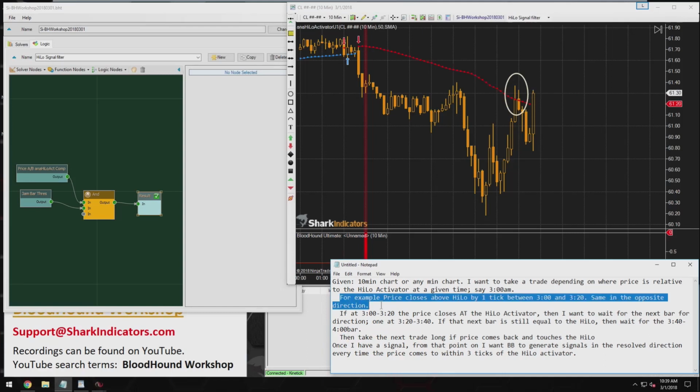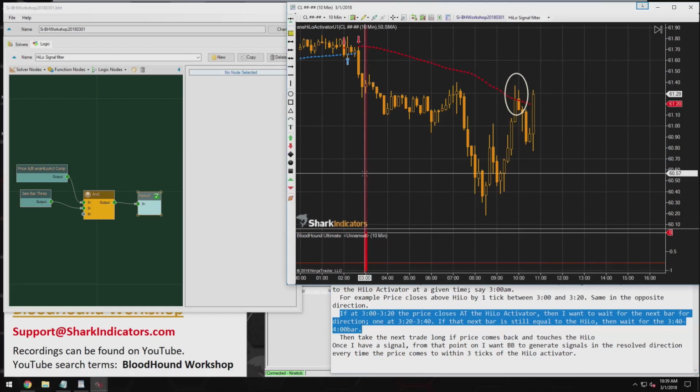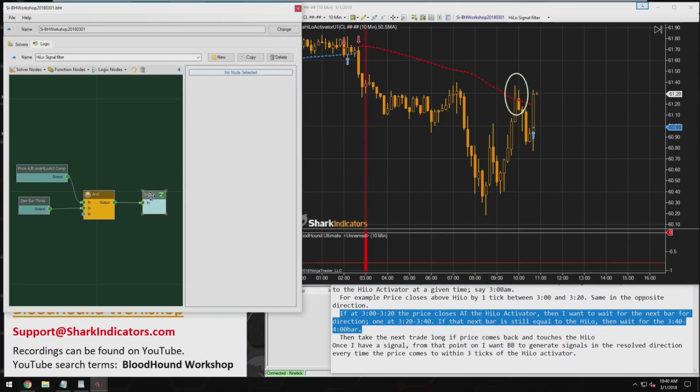All right, so we have this done. So now let's work on this second condition here. Essentially, if the 1 a.m. bar doesn't produce a signal, then we want to wait for the next bar. Sometimes these can be tricky because they require a feedback into the logic, and feedback loops are not allowed in the logic.